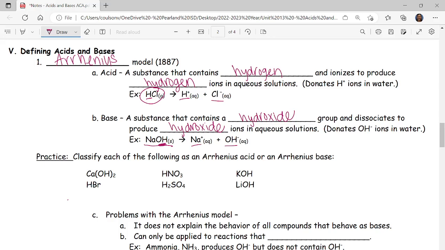If you have an OH, that is a hydroxide group, so that's going to be a base, and if it starts with hydrogen, it's going to be an acid. So take a second and practice by labeling each of these as an Arrhenius acid or an Arrhenius base using that definition.